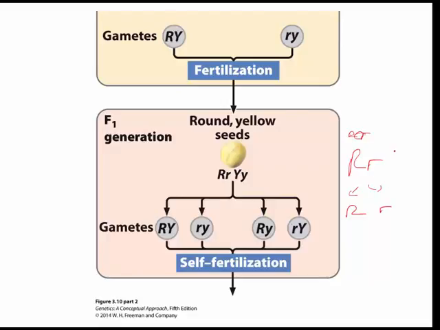And if you have big Y, little y, they segregate away from each other. So you can get either big Y or little y. So you get big R or little r, and big Y or little y. But in terms of R's and Y's, they can get together any way they want. That's independent assortment.